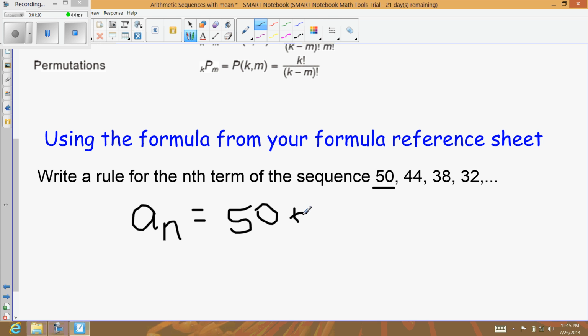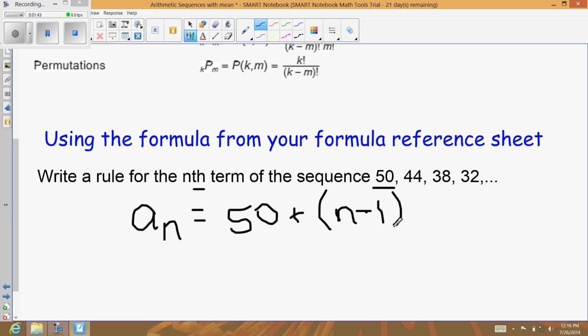Plus, we don't know what N is, do we? Because we want it for the nth term. So we're using the letter N minus 1. Make sure you know that that's a minus, in parentheses. And then it's times the common difference. Now remember, it's going from a higher number to a lower, so you're subtracting. We know it's arithmetic because that's what we're dealing with, but make sure you check.